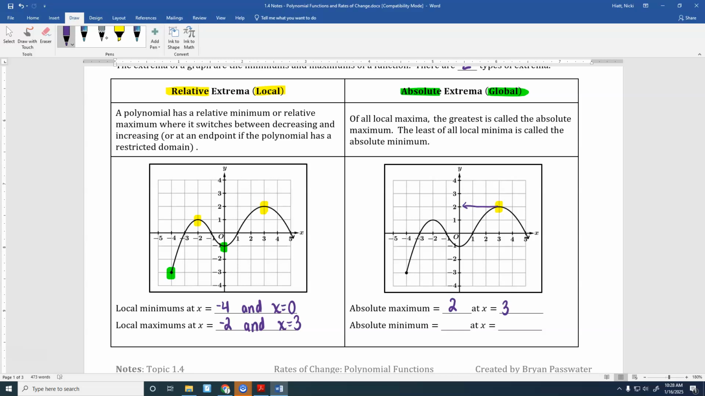What about absolute minimum for this? -4? Does that seem right? Anybody want to argue with that? -3. Oh, what? So -3 would be your y coordinate at x equals -4. Everybody agree? You shouldn't. Anybody want to argue that that is wrong?